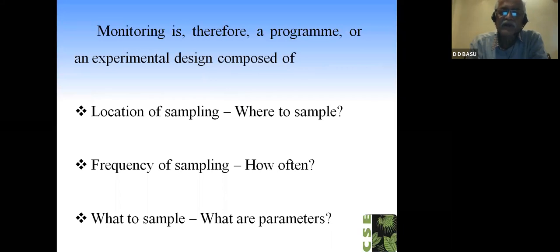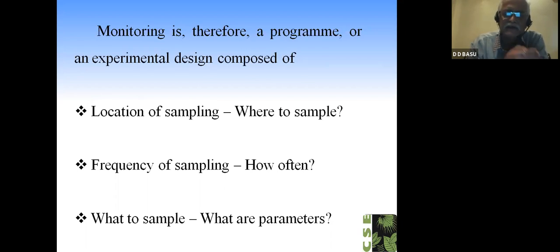So monitoring therefore involves location of sample, where to sample; frequency of sampling, how often; and what to sample, that means what the parameters are. So where to sample, when, how often, what are the parameters. This is monitoring. If you want to design a monitoring network, these are the three factors. The three criteria have to be maintained. Next.